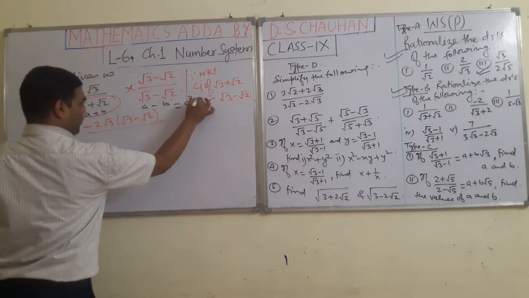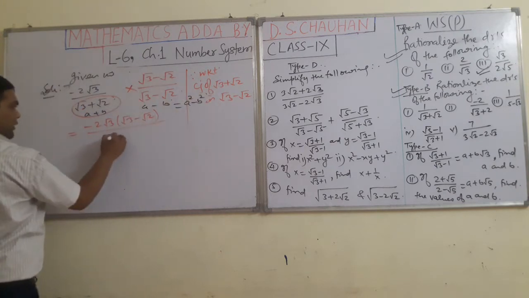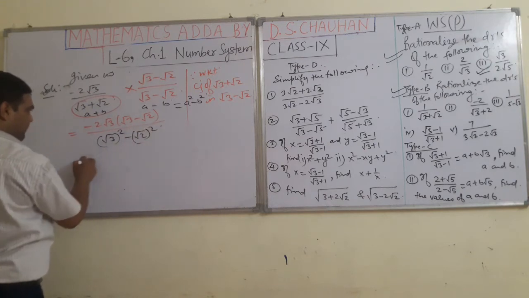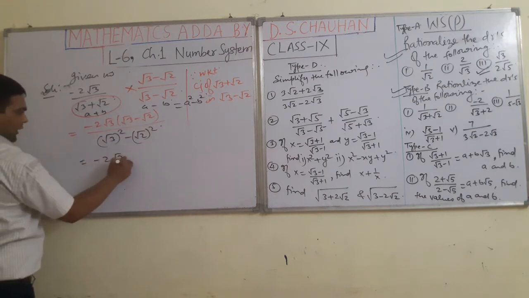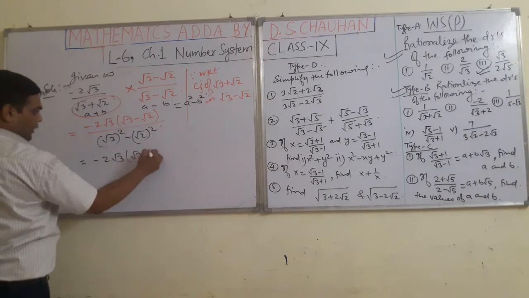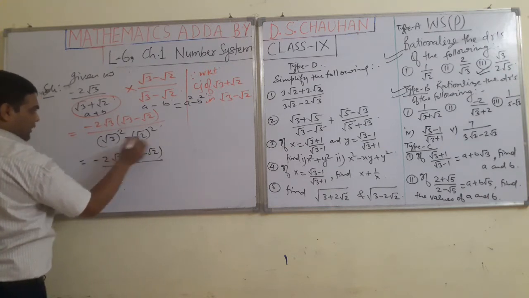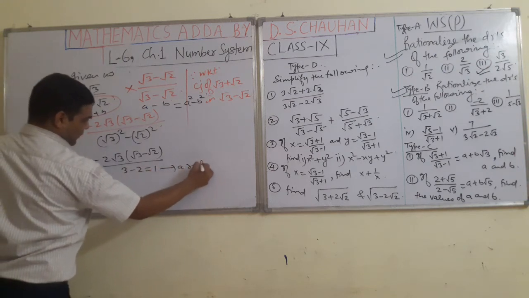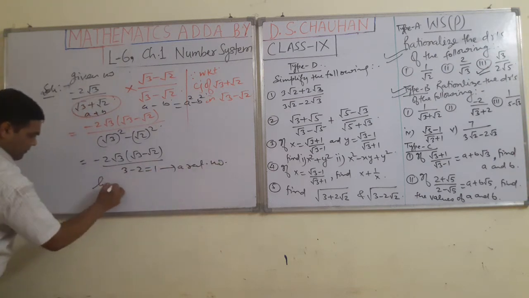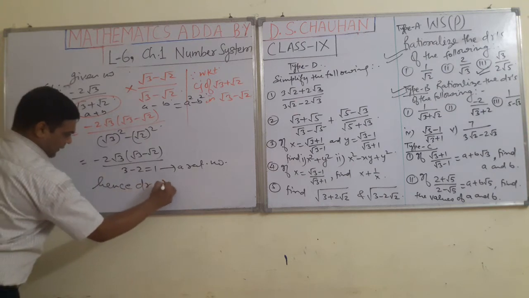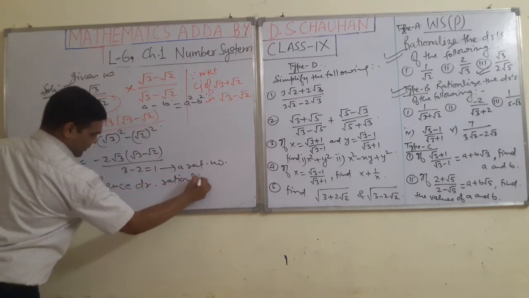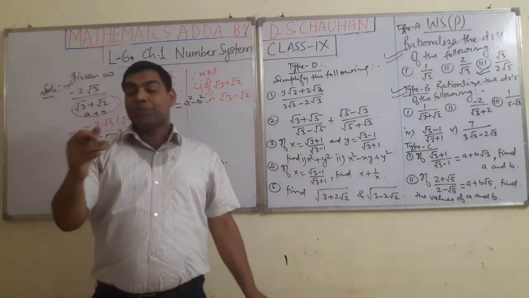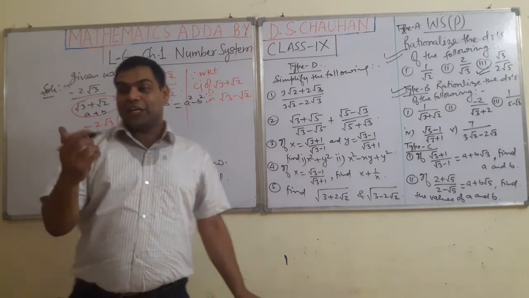What do you know? a square minus b square. So it is root 3 square minus root 2 square. What you will get here? Minus 2 root 3 into root 3 minus root 2 upon 3 minus 2. It is 1, a rational number, hence the denominator is rationalized. And one more thing, in the question it has also been asked to write the rationalizing factor.